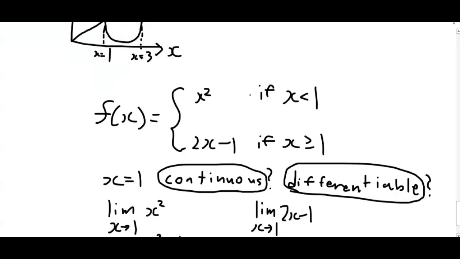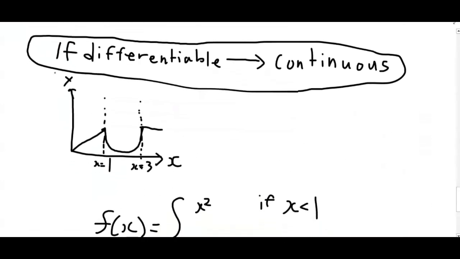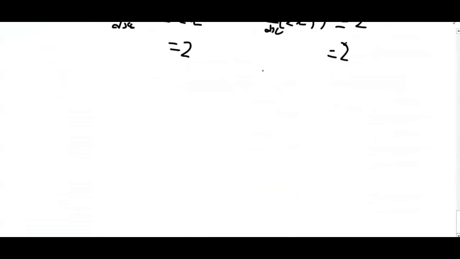Okay? Always remember this, that if a point is differentiable, then it's always continuous. Okay? However, just because a point is continuous, it is not always differentiable. Now moving on to implicit differentiation.